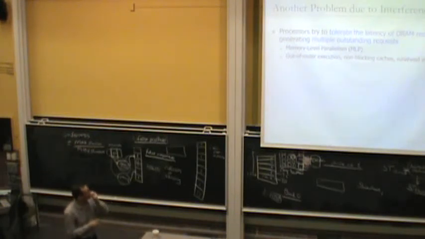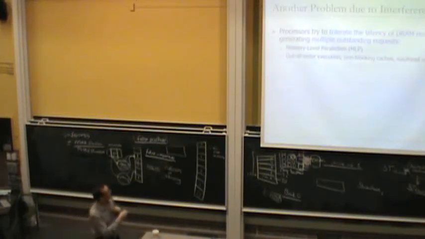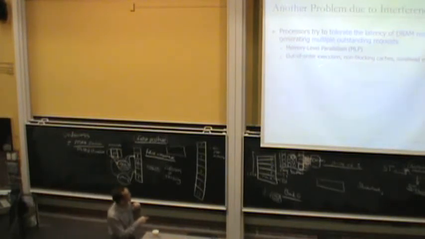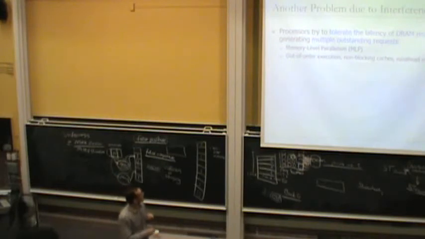Okay. I'll tell you about another problem due to interference, which I promised earlier. You've seen by now that processors, cores are designed to tolerate latency of memory requests. Out-of-order execution, in particular, makes use of non-blocking caches to generate multiple requests in parallel. And servicing these multiple requests leads to overlapping of latency. We'll talk about runahead execution when we get to prefetching, but this is another way of overlapping latency. You generate multiple requests at the same time.